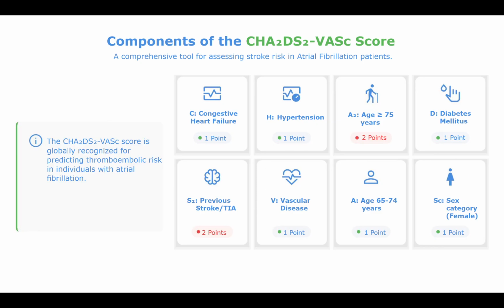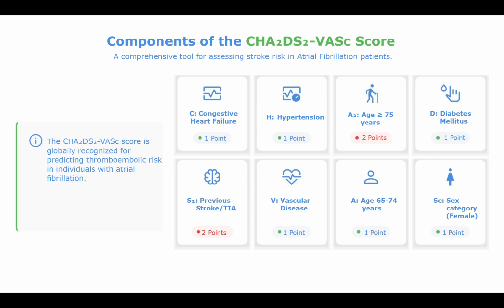The CHA2DS2 acronym is far more than just a string of letters. It represents a carefully selected collection of clinical risk factors, each of which has been assigned specific points based on its contribution to stroke risk. Now, let's methodically break down each component, understanding what it signifies and its associated point value.